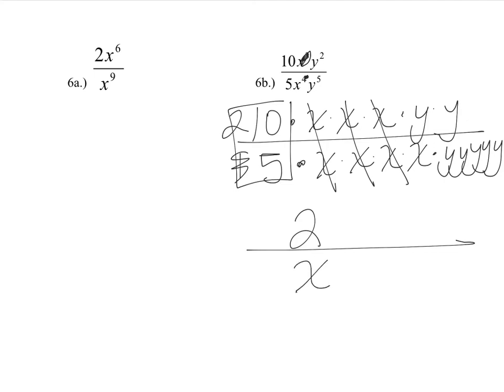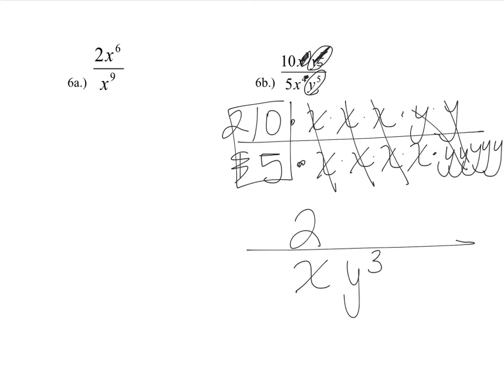Now y's. I can cancel out all 2 on the top, which leaves me with none on the top, and then you take away 2 on the bottom because the bottom's bigger. You're left with 3. So you see how it works? You've got y to the third on the bottom, okay?